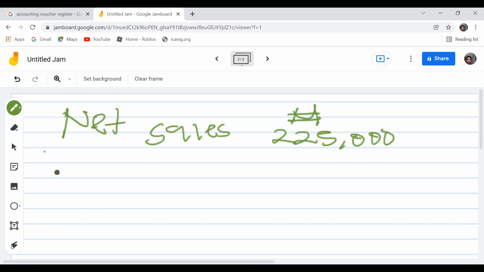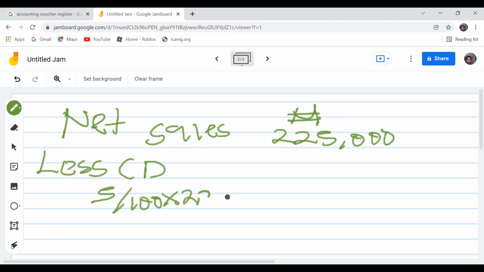The cash discount, which is 5%. So we are going to say 5 divided by 100, then multiply with 225,000. And that would be 11 something. Let's check. I think 11,250. Okay, 11,250.